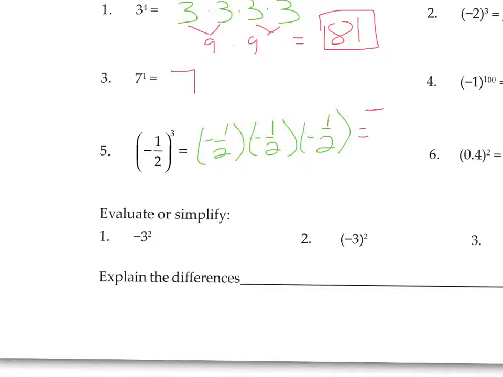And then we just multiply. 1 times 1 times 1. Fractions are top times top times top, bottom times bottom times bottom. So 1 times 1 times 1 is 1. 2 times 2 times 2 is 8. So this is negative 1/8.